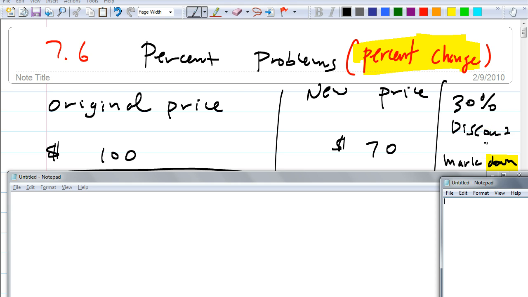So, we call it marked down. I don't know if you guys heard of it, but think about it. Marked down. It was lower than before, and also we could say it as 30% discount, right? I think a lot of you are aware of that.